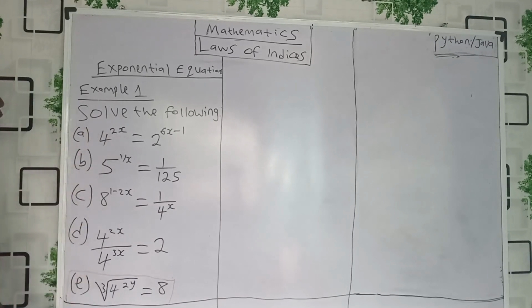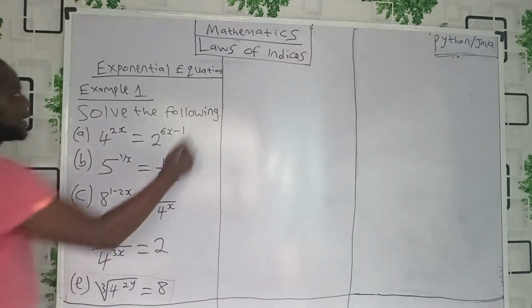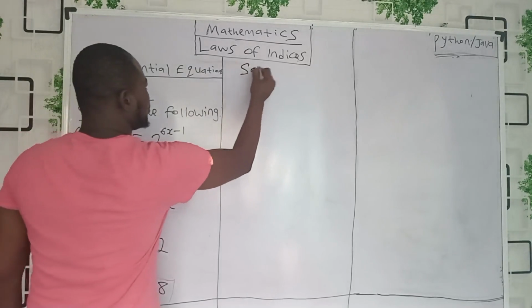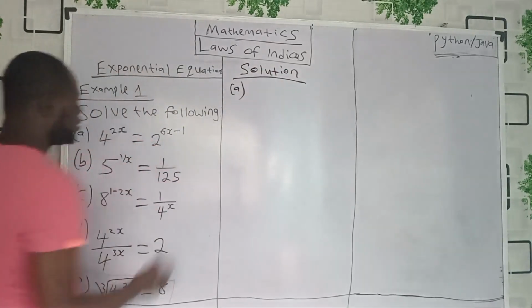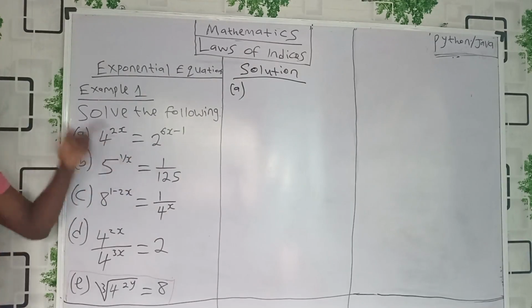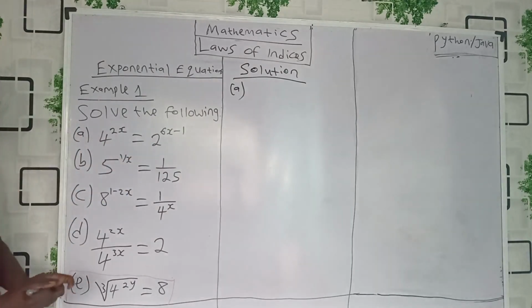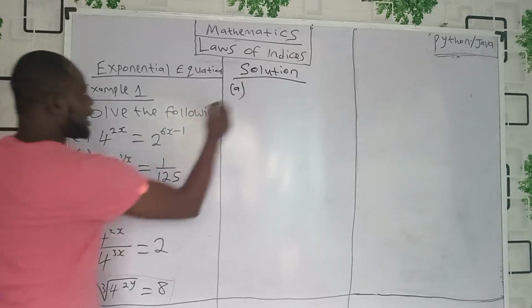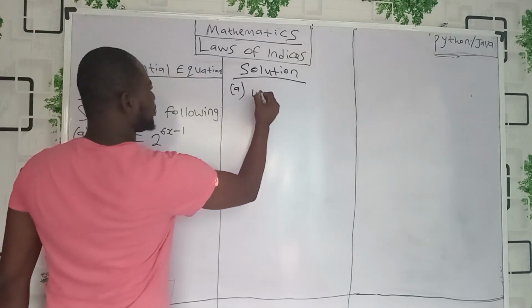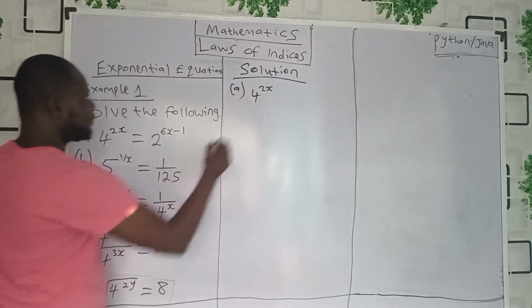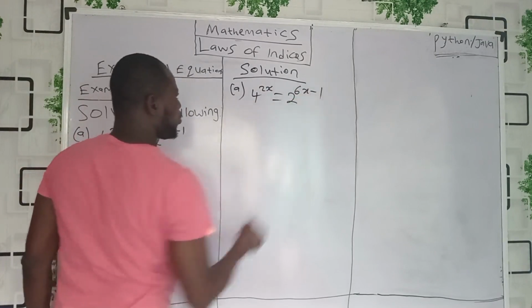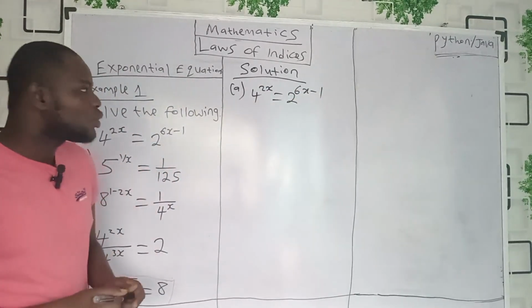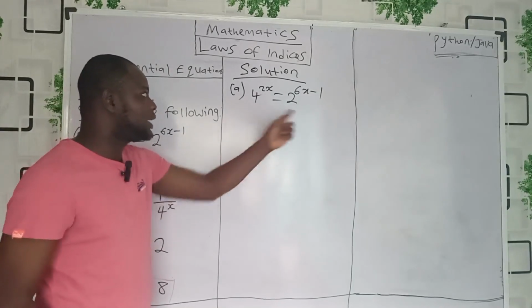So let's start with the first question. We have to solve all this. Let's say solution. So the first one now, anytime we are asked to solve a particular equation, let me write this equation, 4 raised to power 2x equal to 2 raised to power 6x minus 1. The first thing is you have to check what is the unknown in that equation.